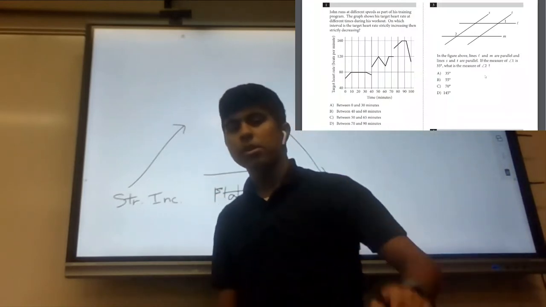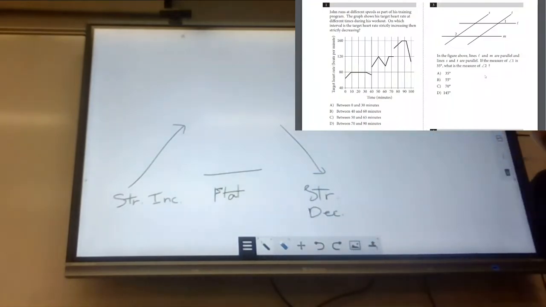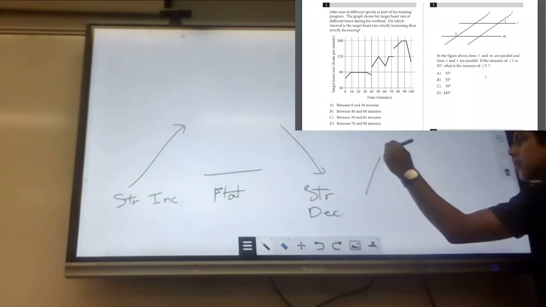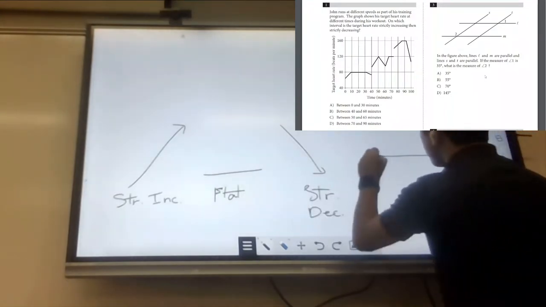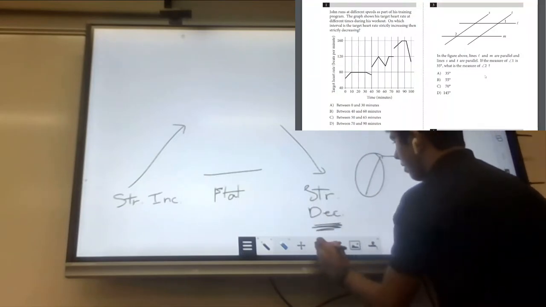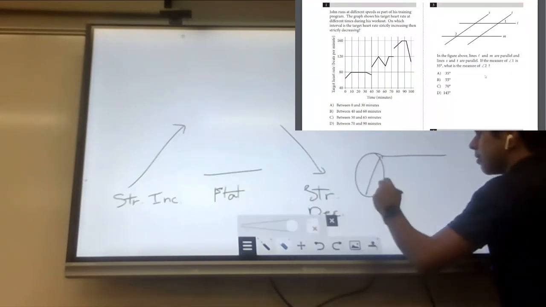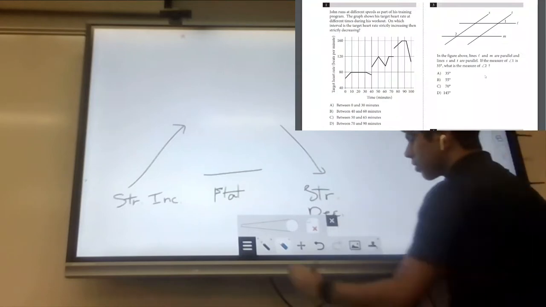Between 0 and 30 minutes, we can just sketch it out. It goes like this and it goes like this. So it has a strictly increasing part right here, but it doesn't have this part. So that's why this one is not going to work. Choice A is not going to work.